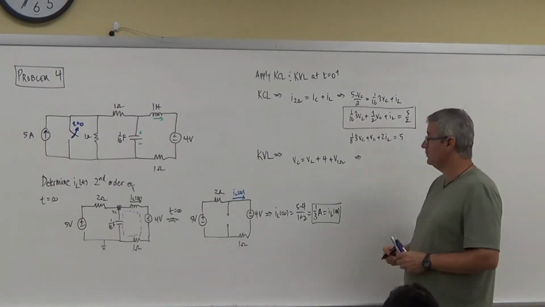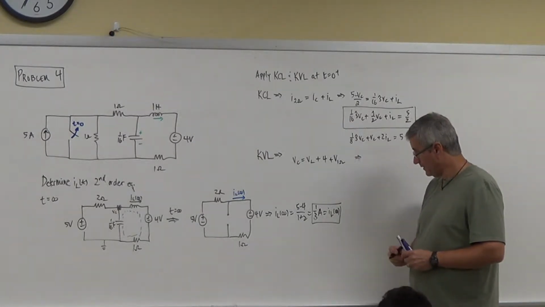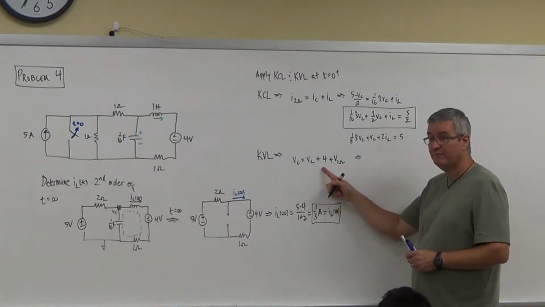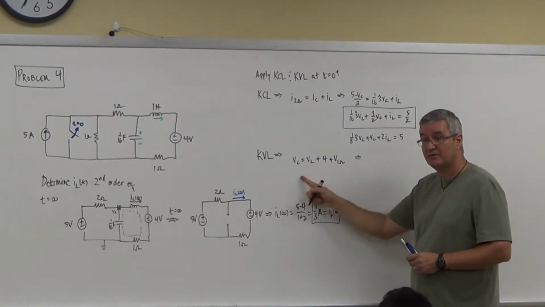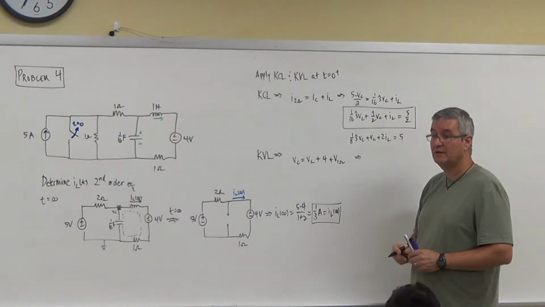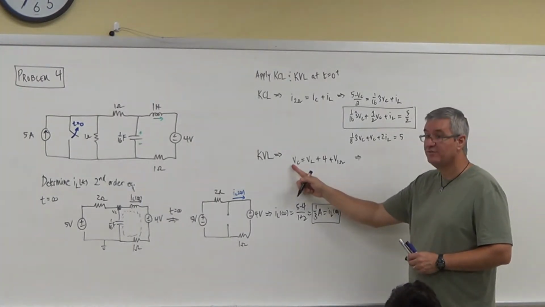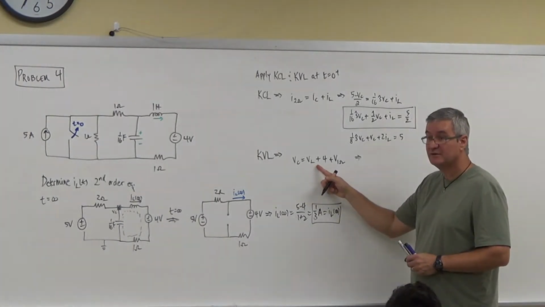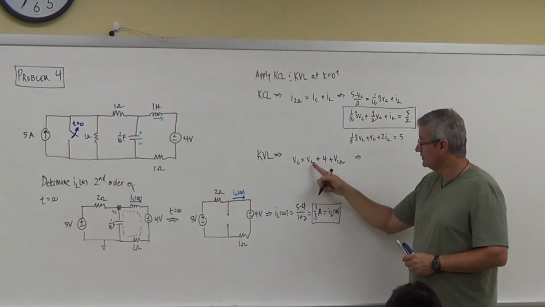So here we go. Look what I'm going to do. I'm going to bring that VC over here. And you see that 4? I'm going to bring it to the other side. Okay? So I should get minus 4, and I should get minus VC. So then I'm going to start writing this up.